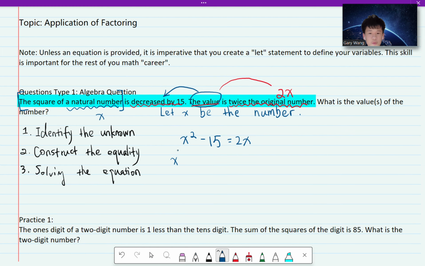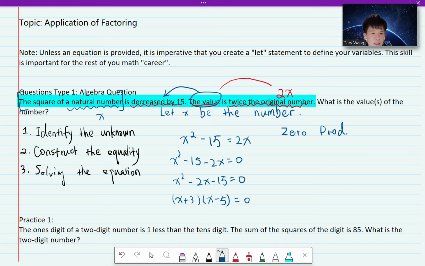Solving the equation. So let's first move everything onto one side. We can get something like this. And then we reorder everything in descending degree order. And then we can factor this quadratic equation by inspection. And we can get x plus 3 times x minus 5 equals 0. And then using the zero product law, we can see that we have two possibilities for the solution of this question.